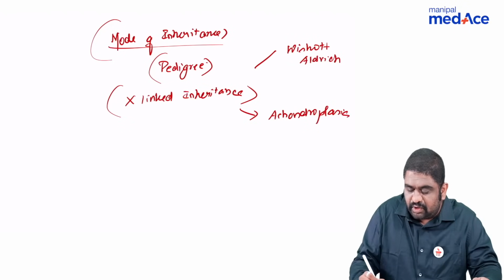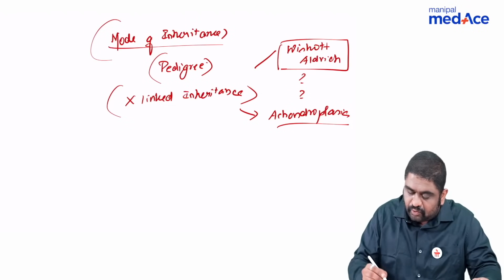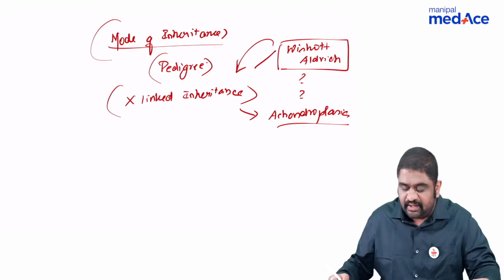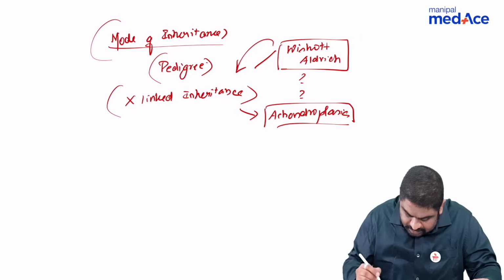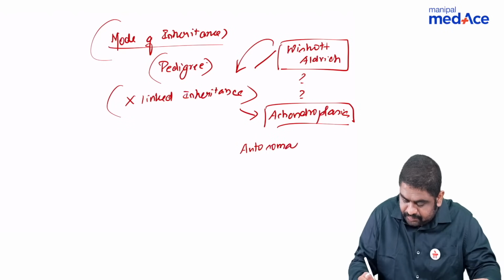Many students said they don't remember the options in between. So Wiskott-Aldrich syndrome is an example of X-linked inherited disease, while achondroplasia is an example of autosomally dominantly inherited disease.